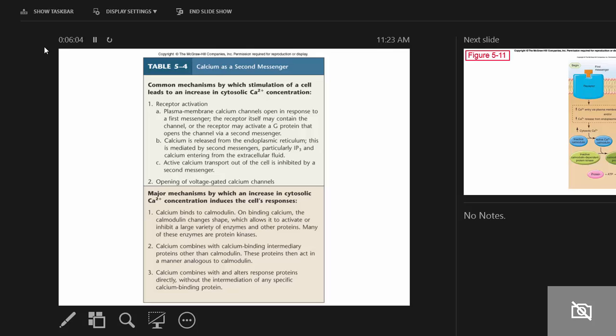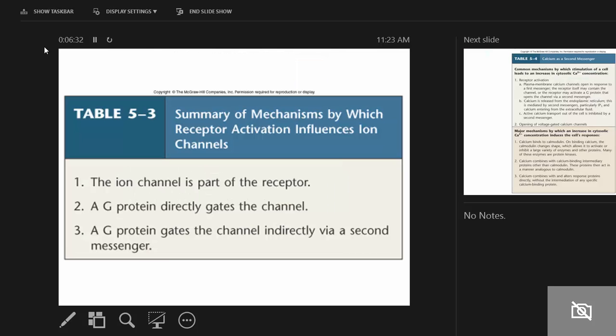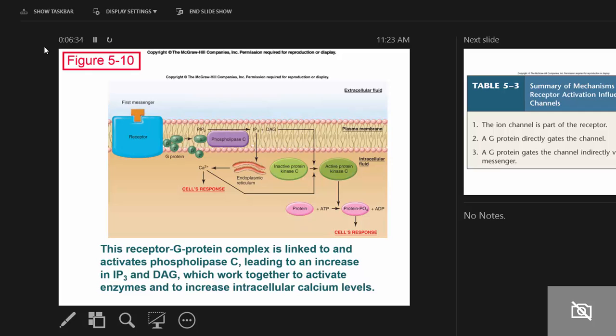You can read this. Calcium is a second messenger. I don't need to read this to you. Calcium is another type of second messenger. So we've seen cAMP is a second messenger. Calcium is a second messenger. IP3 is a second messenger. DAG is a second messenger. Those you should memorize, because if they come up in a problem, you don't want to say, I don't know what DAG is. Now you know. It's a second messenger.